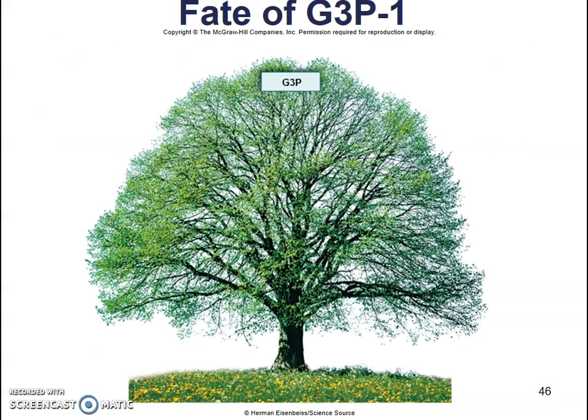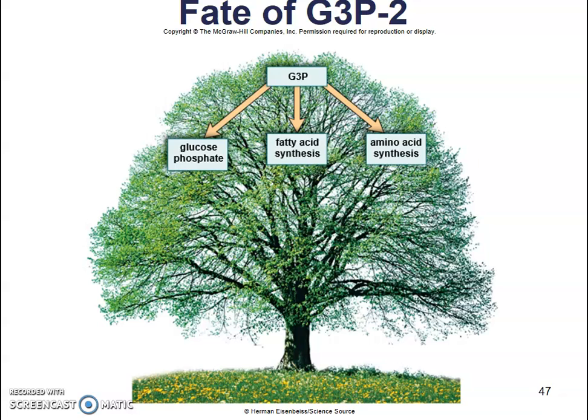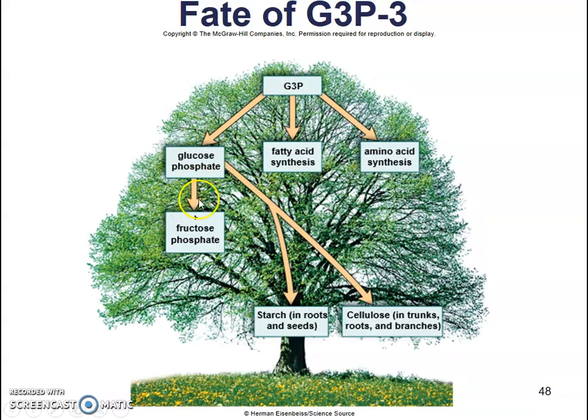Here we have a tree, and it shows some of the fates of G3P: glucose phosphate, fatty acid synthesis, amino acids. The glucose phosphate can be used to make fructose phosphate. It can be stored in starch, in roots or seeds, or be transformed into cellulose to form trunks, roots, and branches.